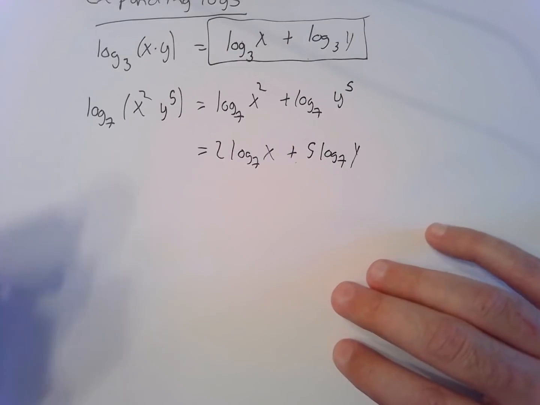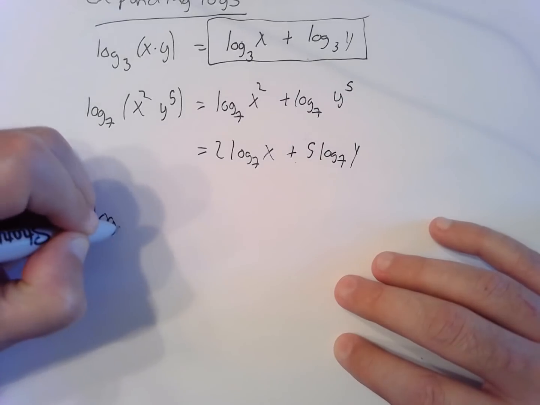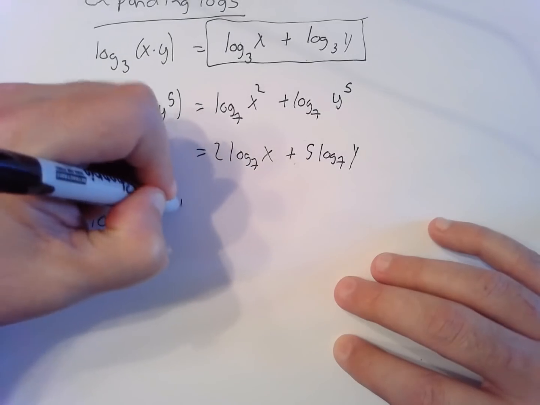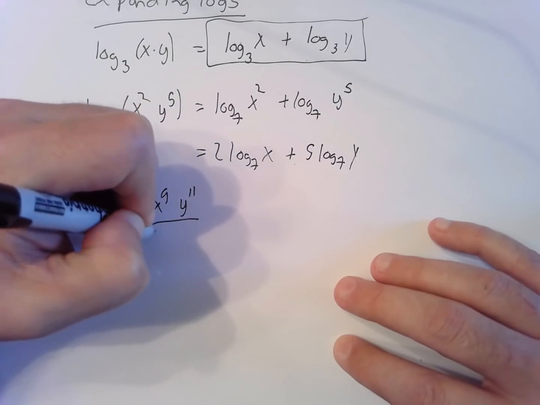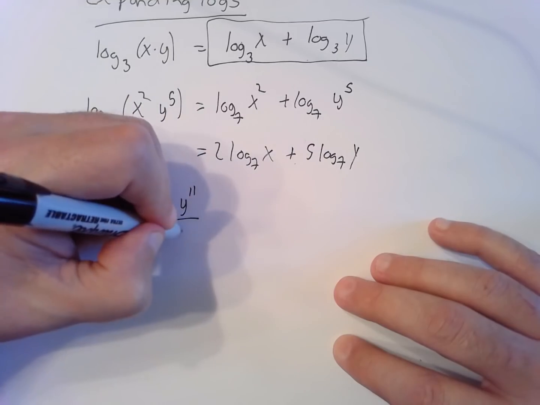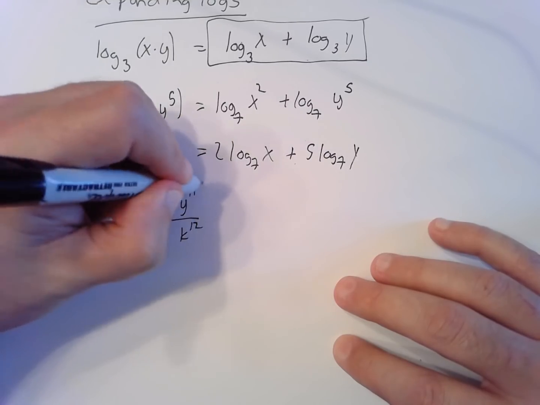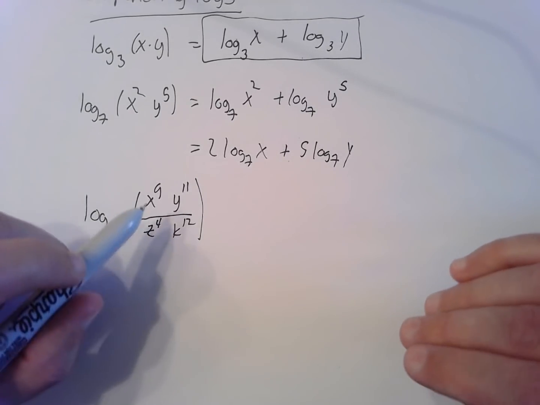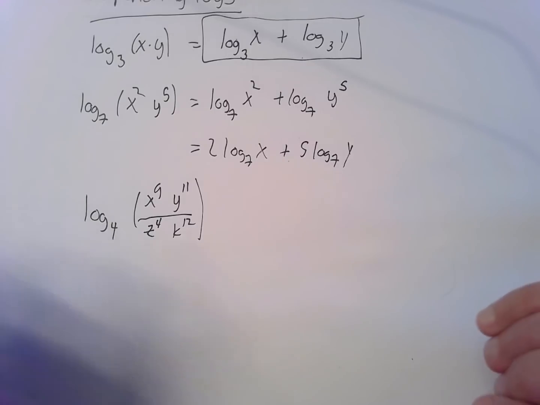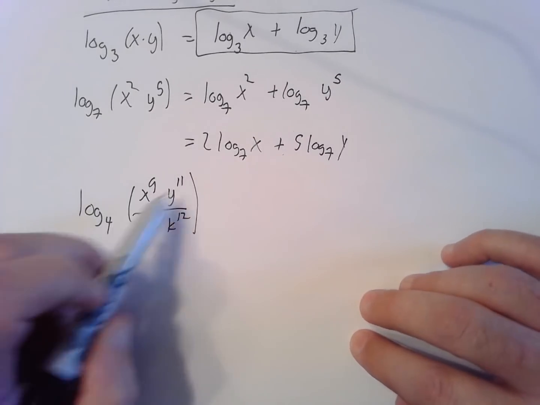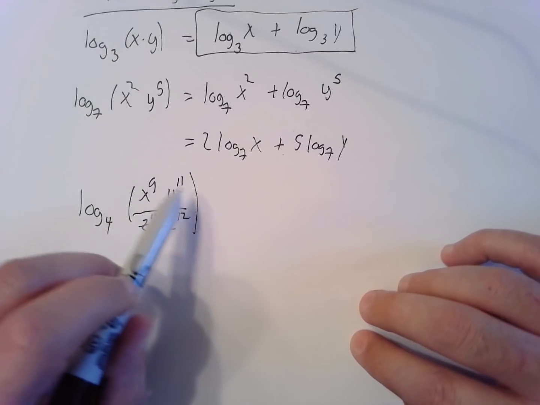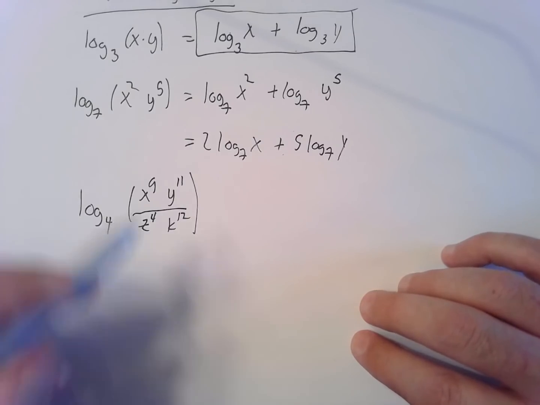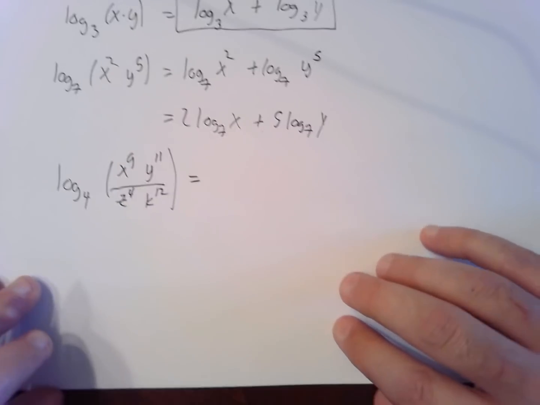Okay, stick it up a notch. What if I had log base 4 of x to the 9th, y to the 11th, over z to the 4th, k to the 12th? Okay, now you can go through this, try it on your own. Go through this one step at a time, but you're going to see pretty quickly that all these powers are going to come down. Everybody on top is going to be added. Everybody on the bottom is going to be subtracted. So we're just going to expand this out. We're going to have 4 different logs here.